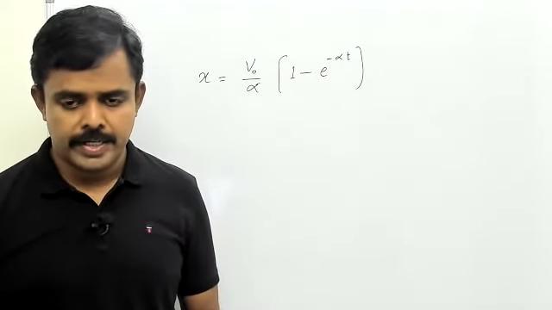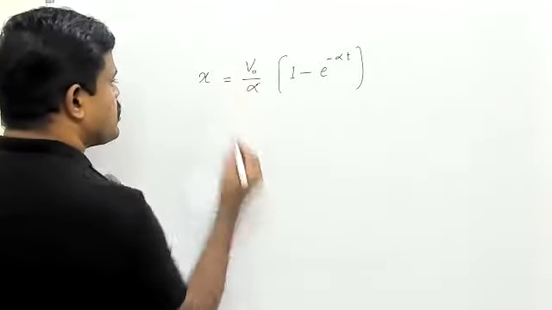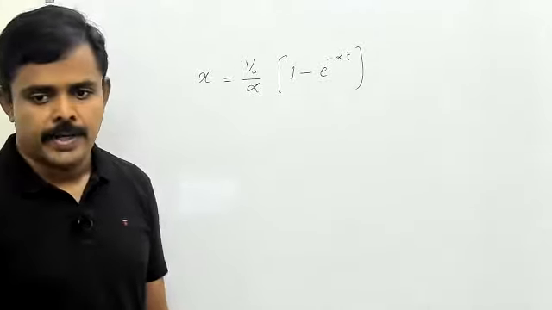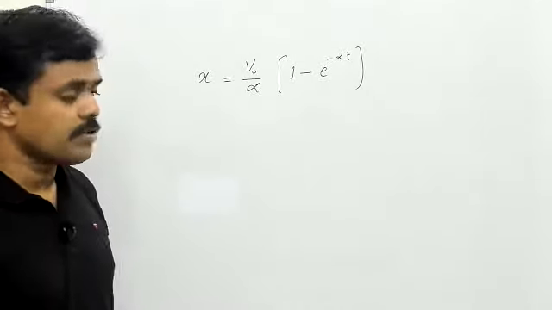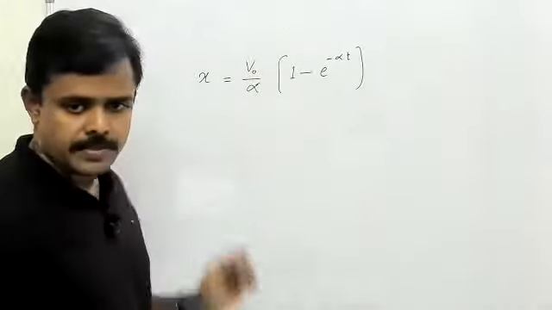Tell me when you finish writing the question. The position of a particle is given by x is equal to V0 by alpha into 1 minus e raised to minus alpha t. All right. Find the dimensions of V0 and alpha. Shall we start doing this? Hope you finish this.